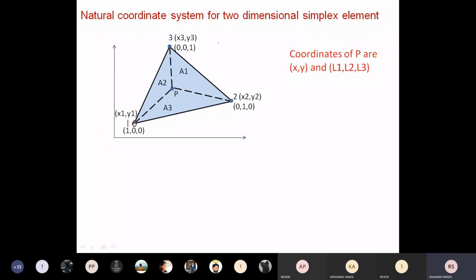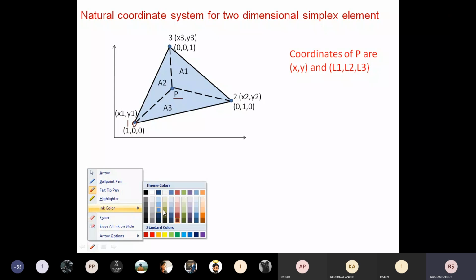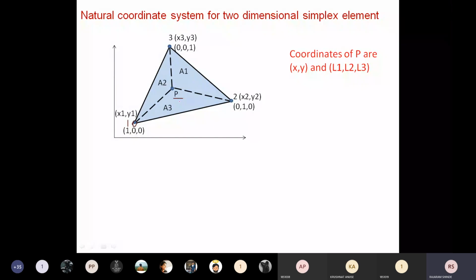Now I want to define the natural coordinates for this element. Defining the natural coordinates means defining the position of any point on the element. For that I will take the point P on this element. Point P has global coordinates x, y. Now initially I will take the notations L1, L2, L3 as the natural coordinates or local coordinates of point P.